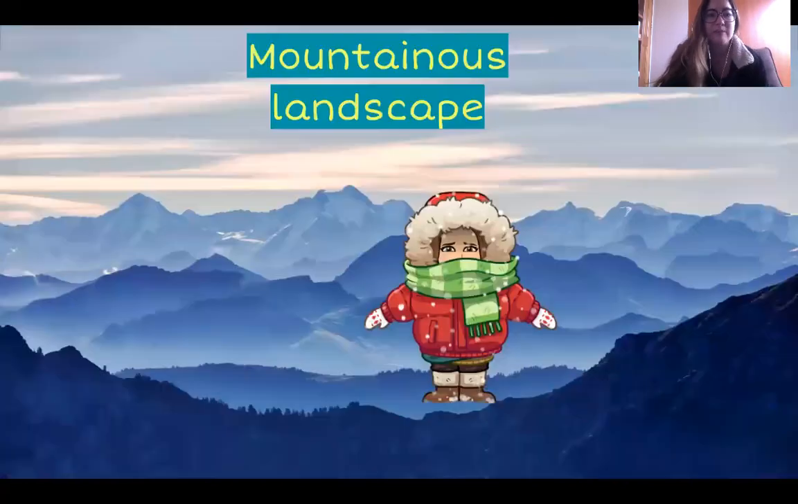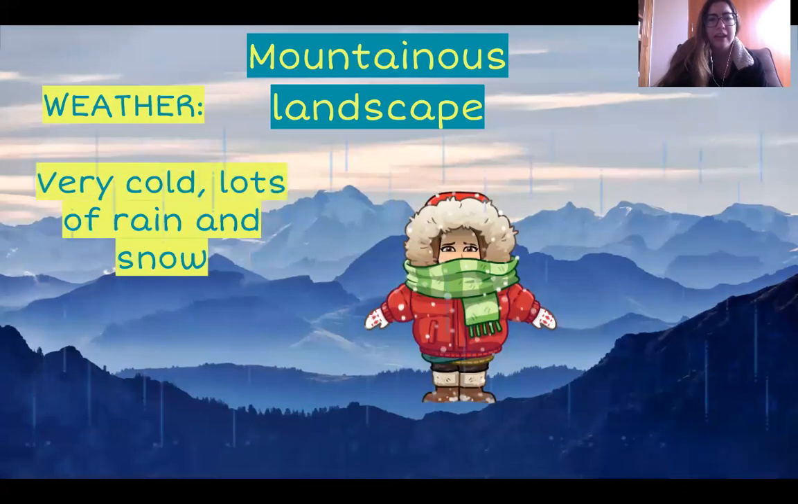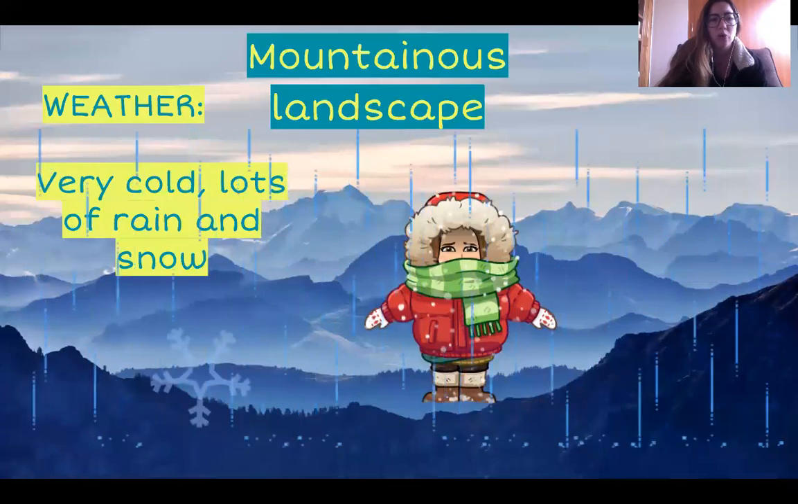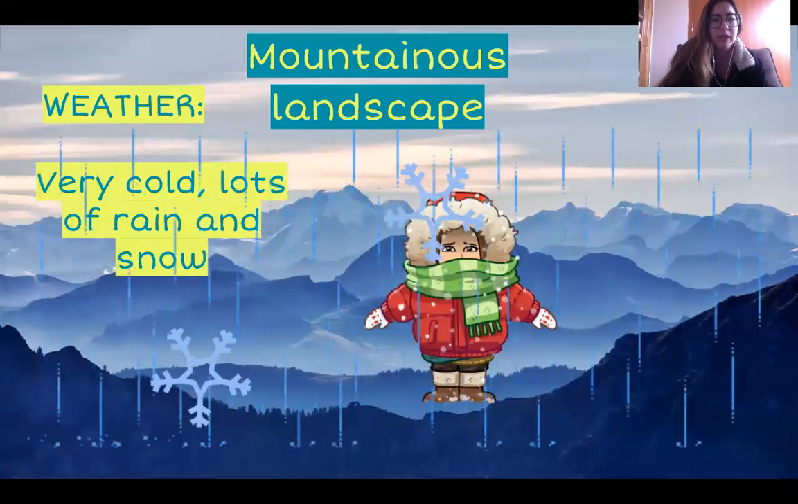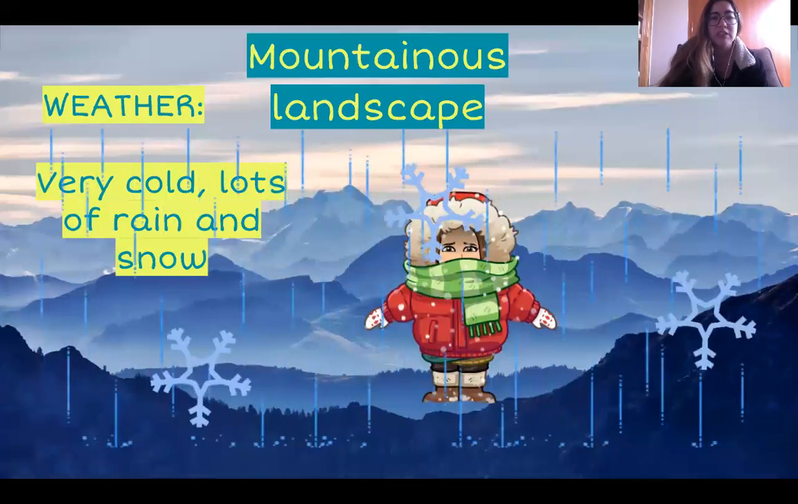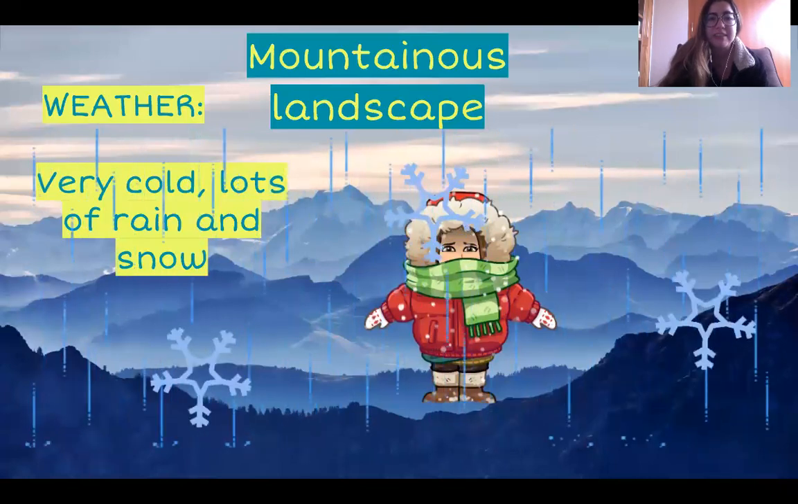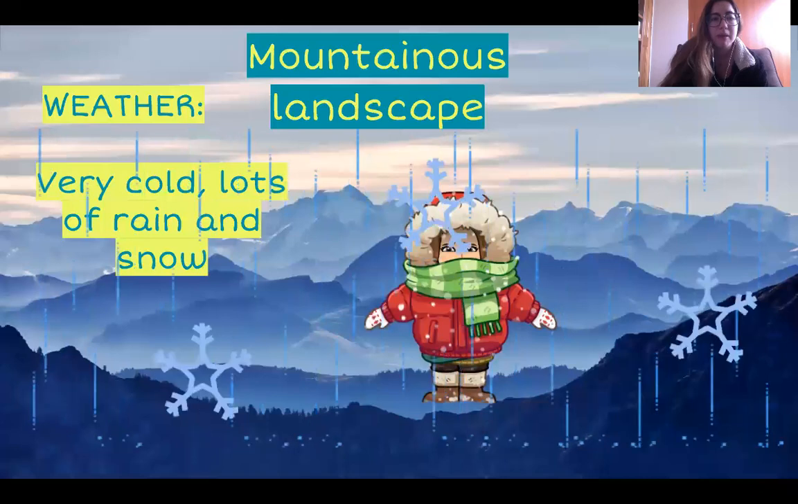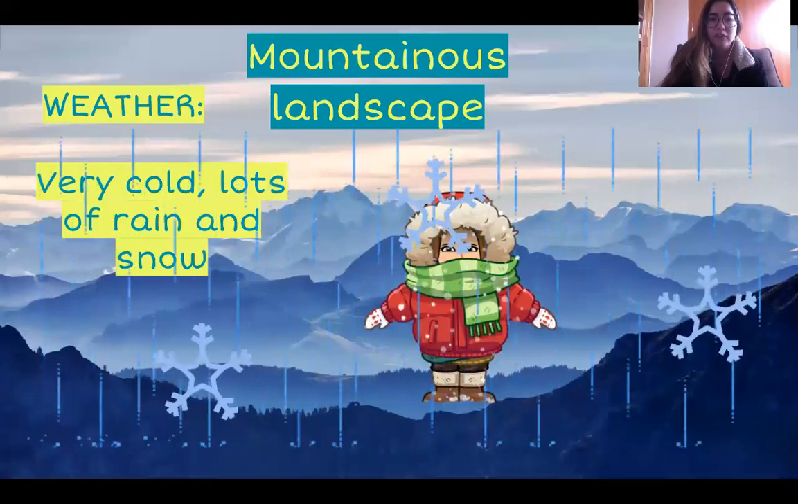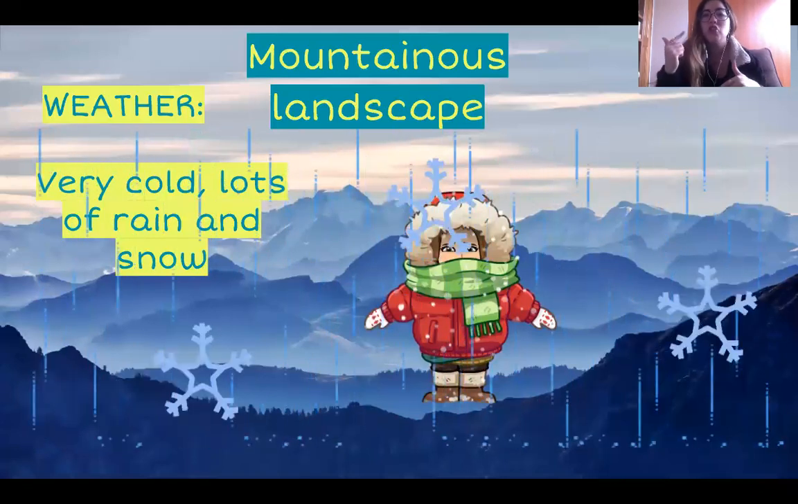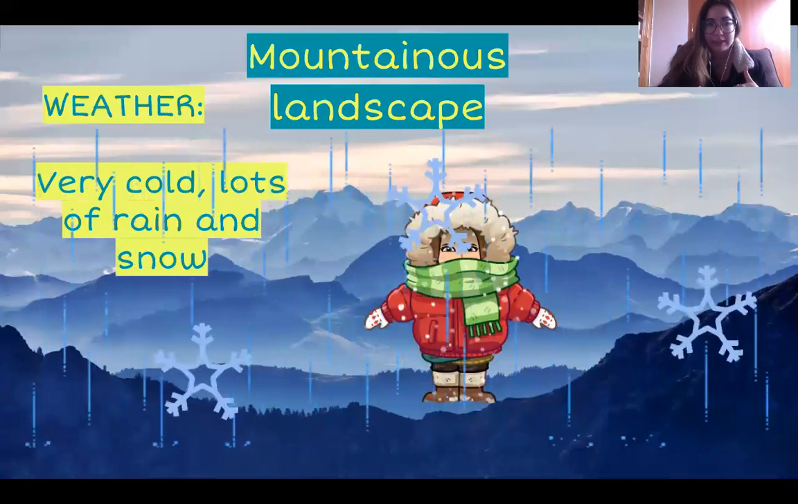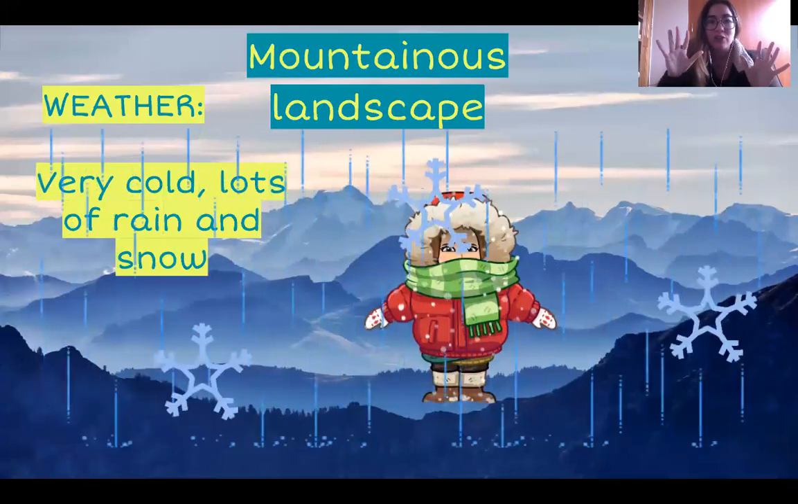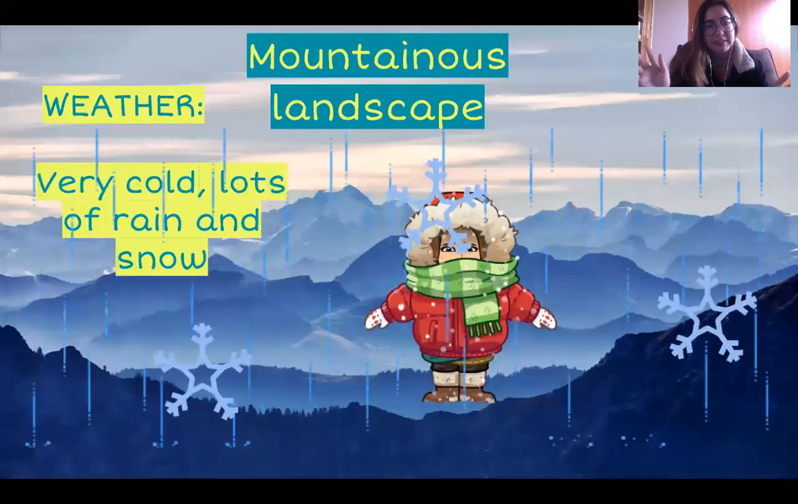However, in the mountainous landscape, the weather is very cold, with lots of rain and even snow all year round. Because of the snow, the vegetation in these areas is very little, and it varies depending on the mountain and the side of it. But once you go down the mountain, you will start to see grass and trees.